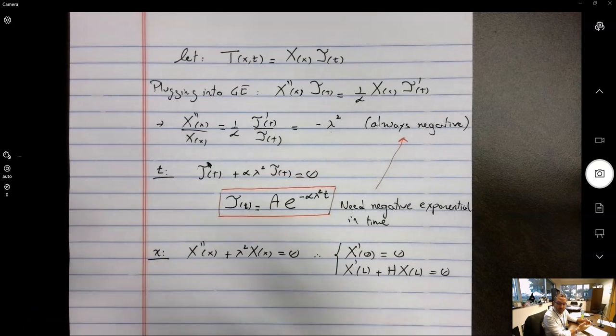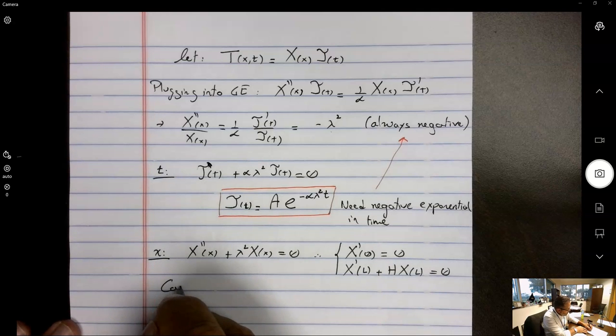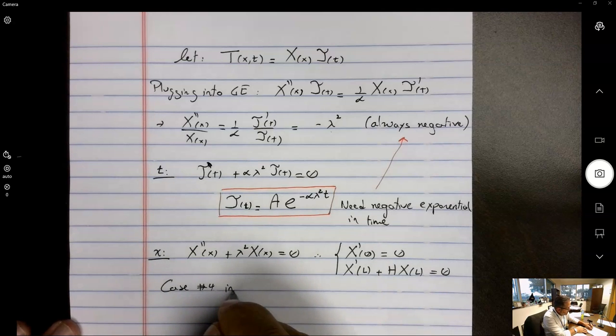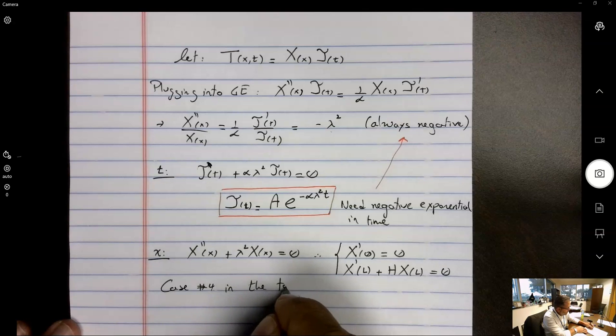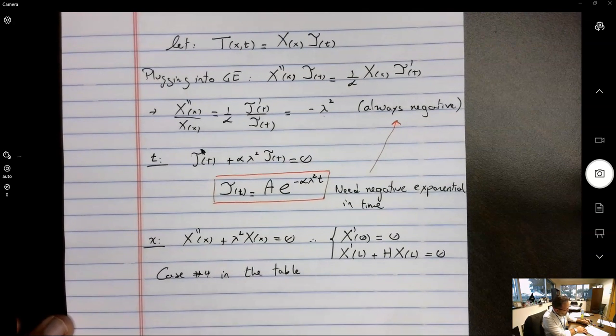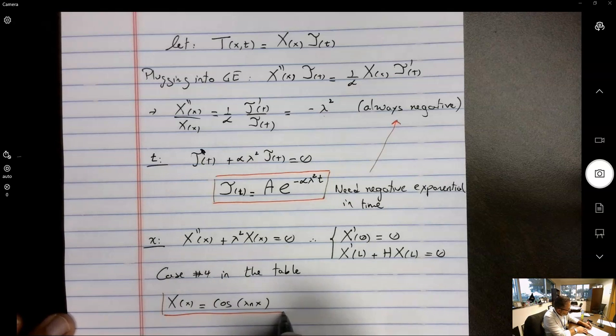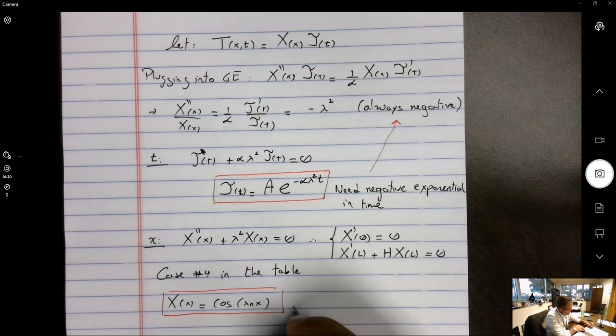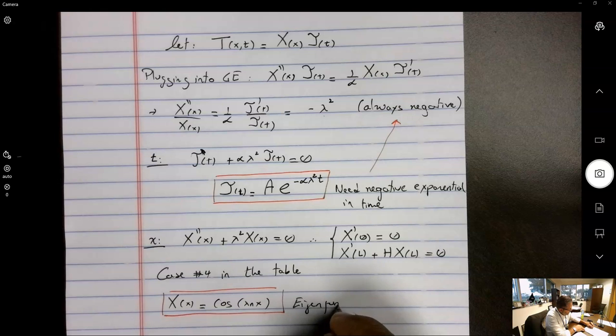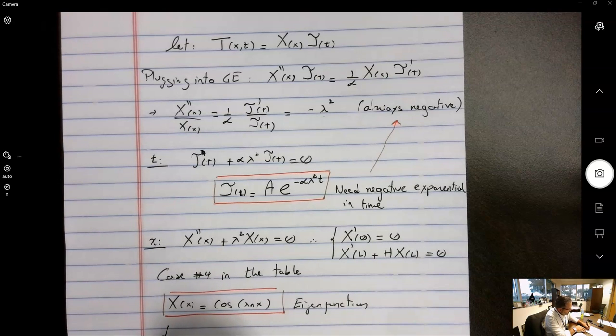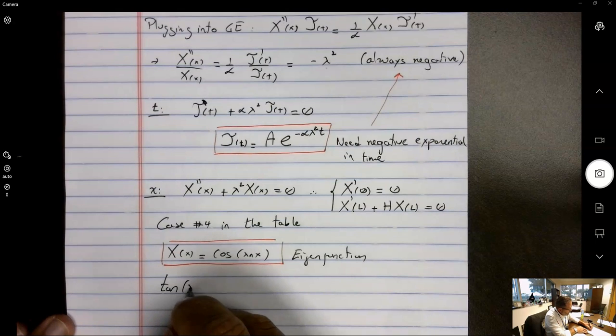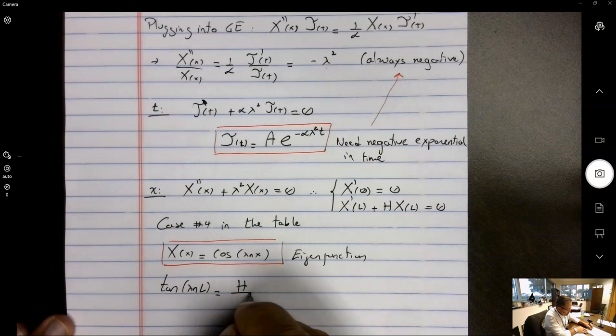So we know how this goes, right? This solution will be in terms of cosines and sines, but we don't need to do that. This is simply case number 4 in the table, and that means that X of x is cosine of lambda n x. So this is the eigenfunction. The eigenvalues go like tangent of lambda n L is equal to h divided by lambda n.